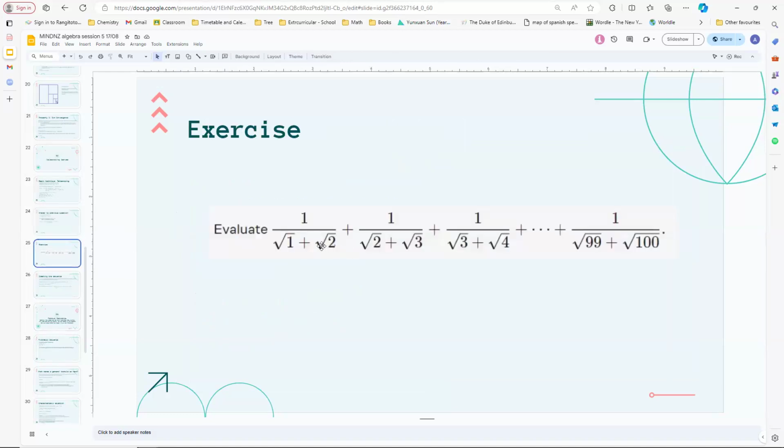So here's another exercise. Evaluate the sum of 1 divided by square root of 1 plus square root of 2, plus 1 divided by square root of 2 plus square root of 3, plus all the way to 1 divided by square root of 99 plus square root of 100. I'll give you guys 1 minute to try this problem, and Chris will explain it.